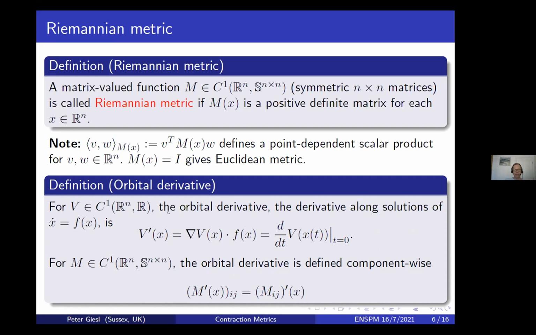And then the other notation we need is that of an orbital derivative, and that's the derivative along solutions of our differential equations. So V is a function, and if you plug in a solution x of t and take the time derivative of this, then that's the derivative of V along solutions. And you don't actually need the solution. You can calculate this by the chain rule to be this expression here. And similarly, we can do this for this matrix valued function M just component-wise.